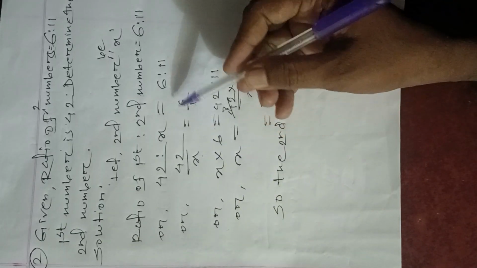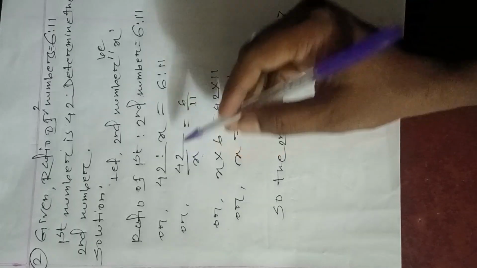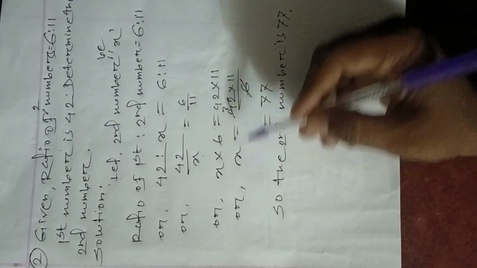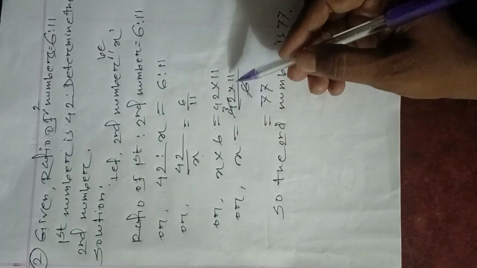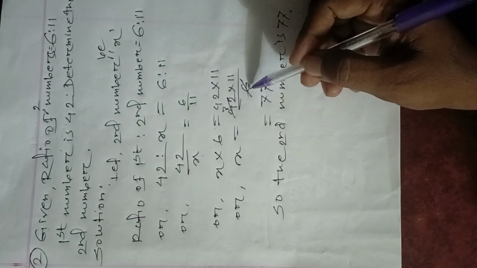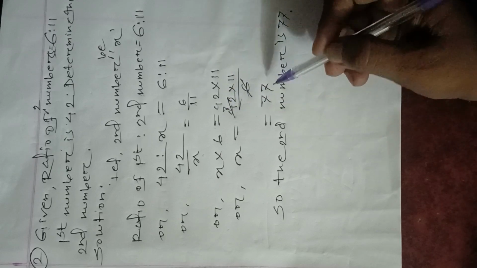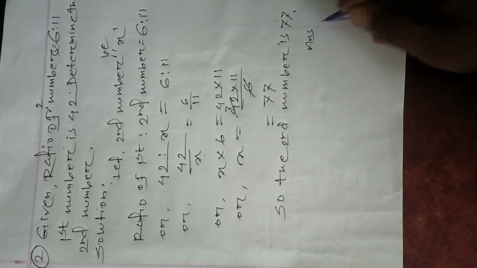So here we multiply 6x into 6, then 42 into 11, then x equals 42 into 11 by 6. If we cut 42 by 6, then 6 sevens are 42, and 7 sixes are 77. This is our second number answer.